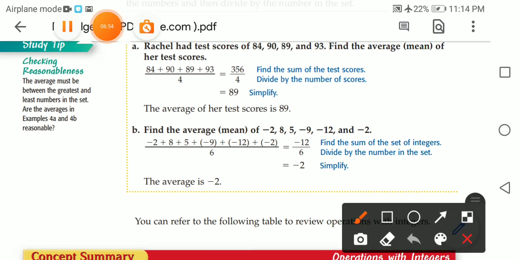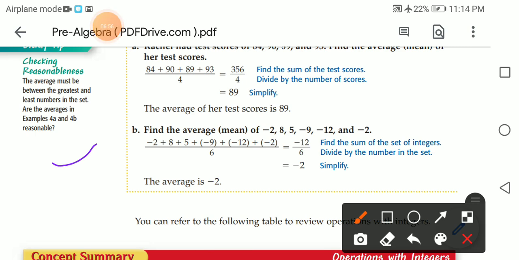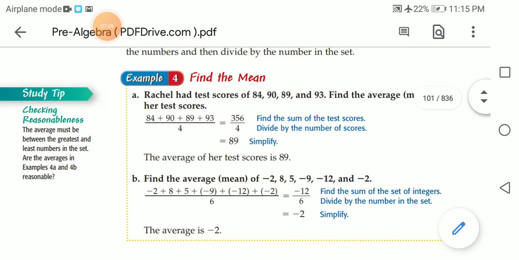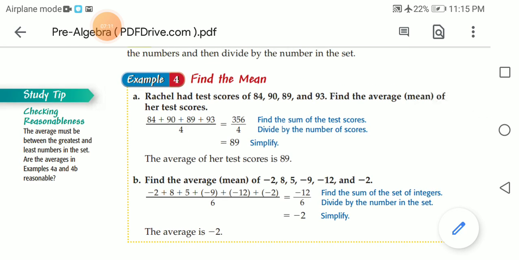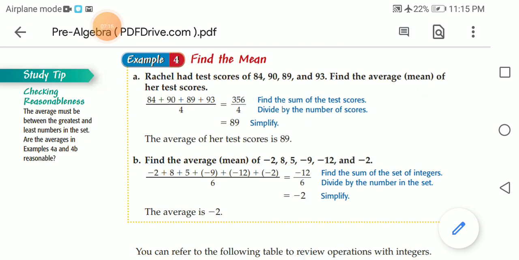Note, or focus here, checking. The average must be between the greatest and the least numbers in the set. Is the average in example 4A reasonable? Let's see. I have here 89, and yes, we have 89. So the average of her test scores is 89.